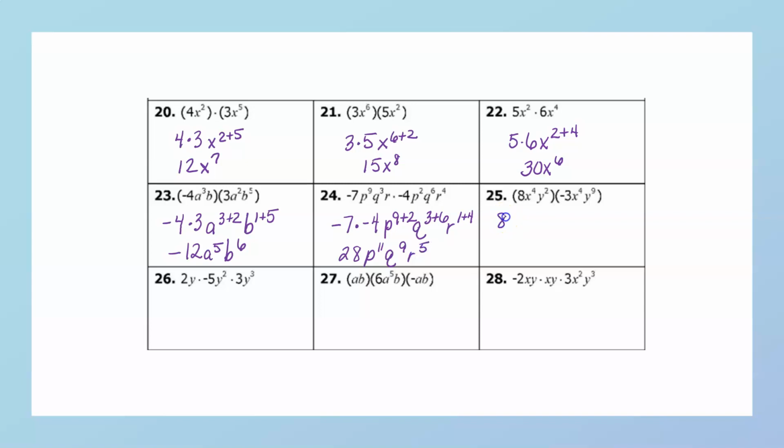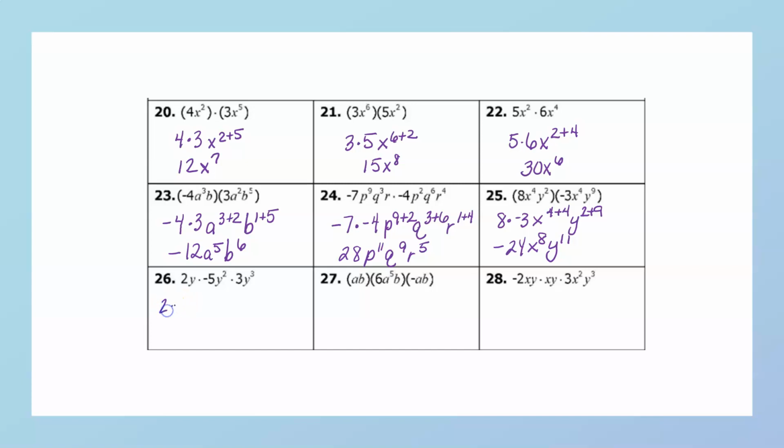Here I have 8 times negative 3. Then I have x to the 4 plus 4 power, y to the 2 plus 9 power. So I have negative 24x to the 8th, y to the 11th.